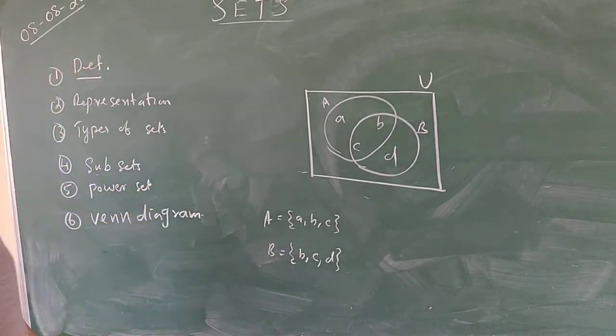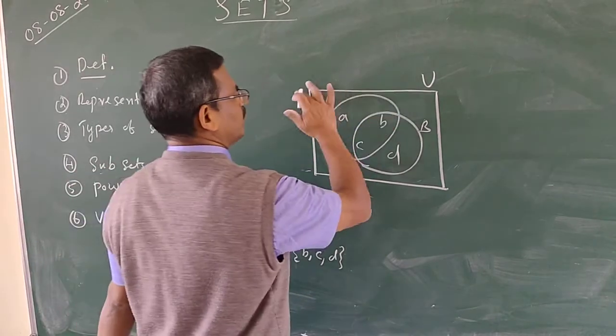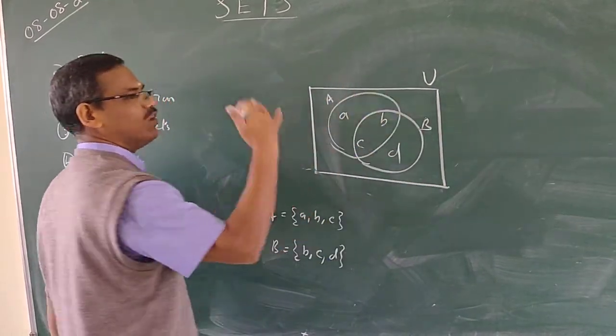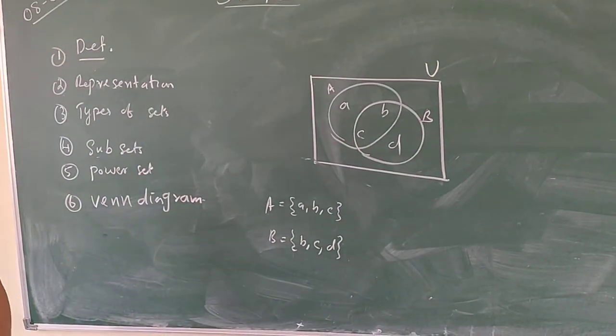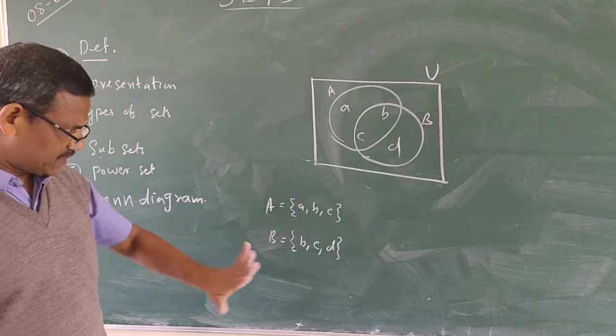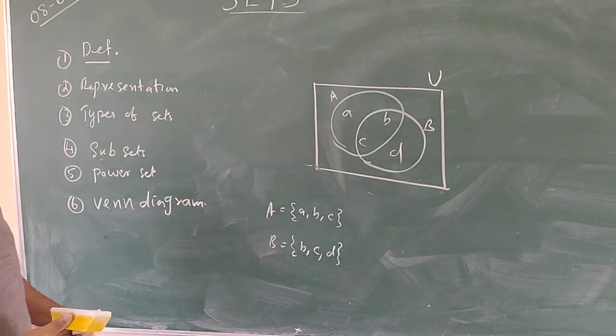So representing a set using a diagram, the U will always be a square representation. Inside that, two oval or circular shapes will represent the sets. And this way of representing a set is called the Venn diagram. Representation of a set by a diagram.